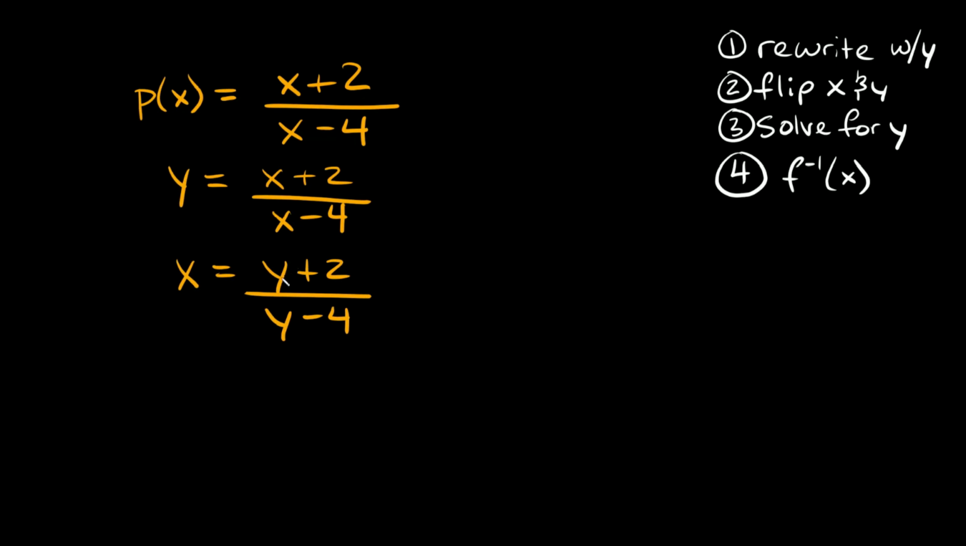Okay, so here we have x is equal to (y plus 2) over (y minus 4), right? So one thing we can do here is write x as x over 1, right? Because it's still the same thing. x and x over 1 are the exact same thing.